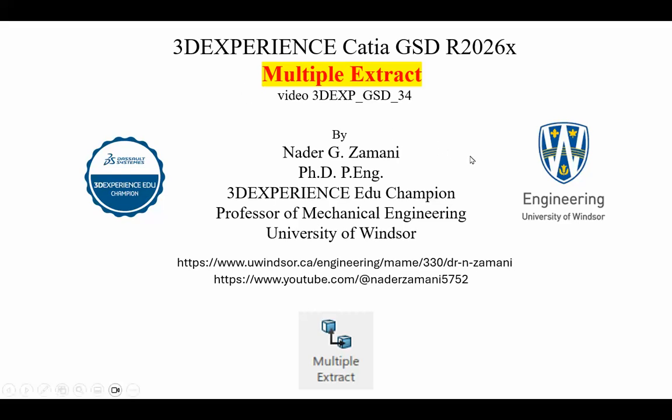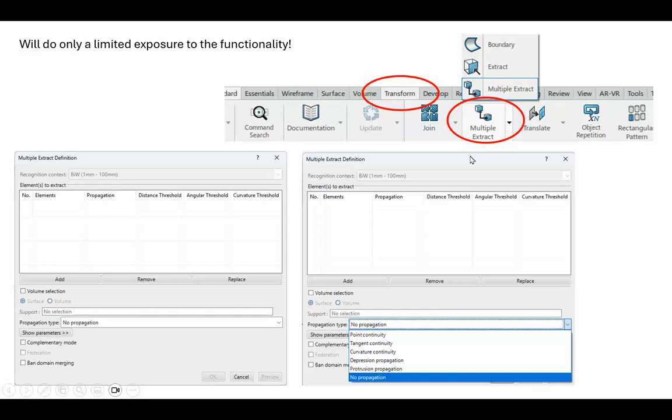When you are in generative shape design and you select the transform tab, you get this pull-up menu which has several different icons: boundary, extract, and multiple extract. Boundary and extract we discussed in videos 32 and 33, and now we're going to do multiple extract.